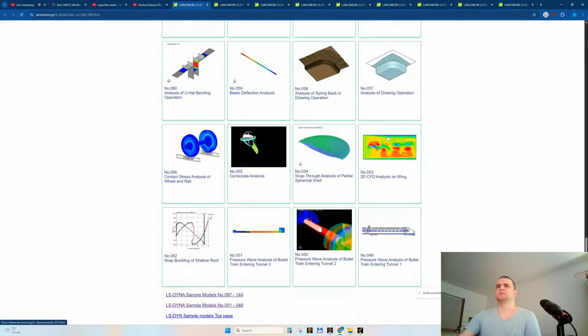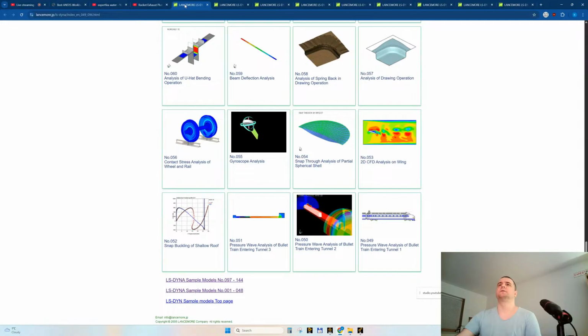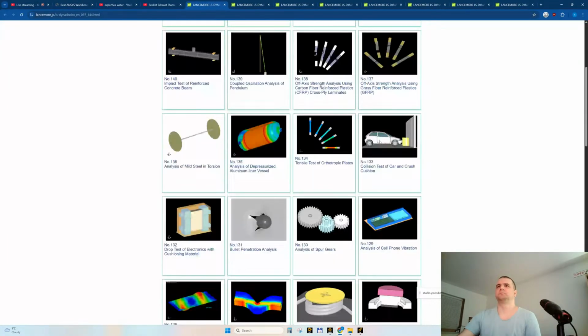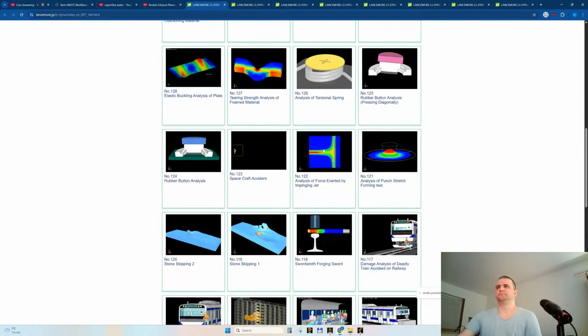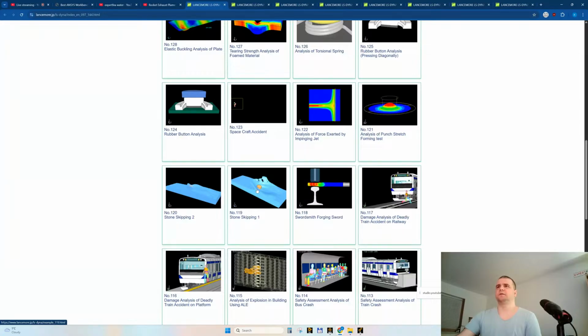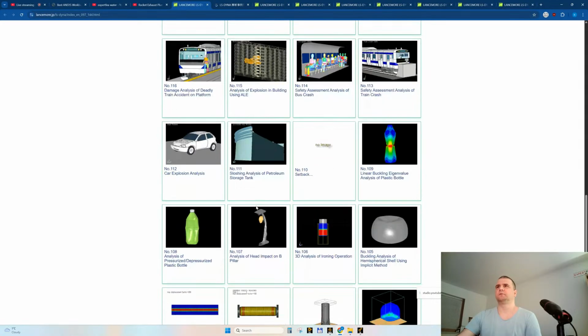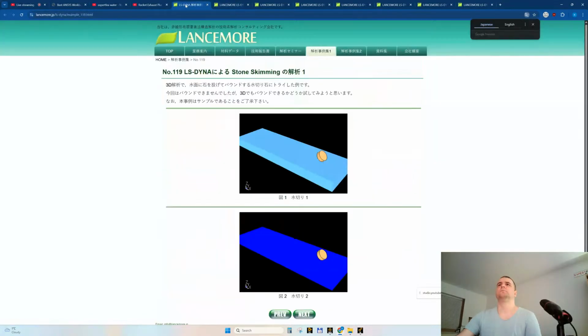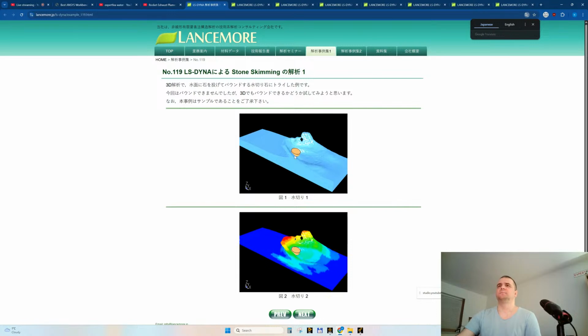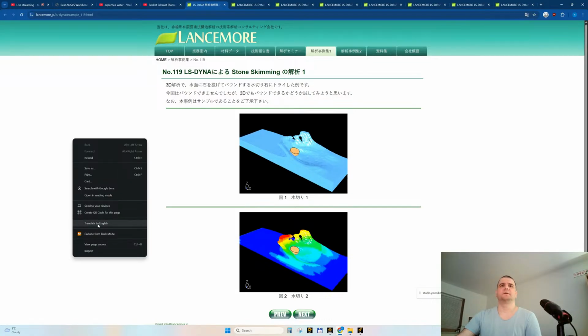Let's look for Eulerian-Lagrangian. They have so many nice things. Here is Eulerian-Lagrangian. The sphere touching the water that everyone is showing, but I don't know if it's Eulerian-Lagrangian. It looks like arbitrary Lagrangian Eulerian. Let's see.